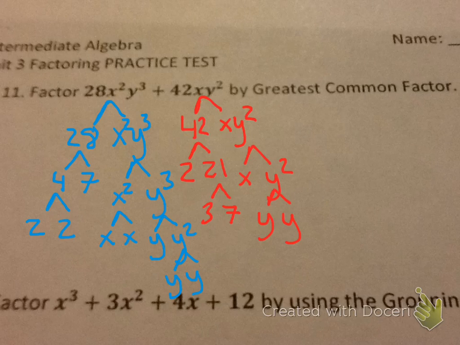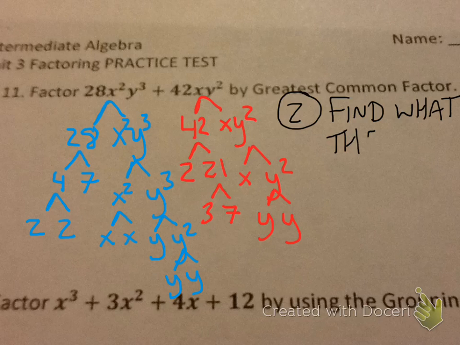Okay, now that we've found all of the factors for each term, our second step is to find the factors that our two terms have in common. So we're going to look at both of our terms, and we're going to circle everything that our terms share.